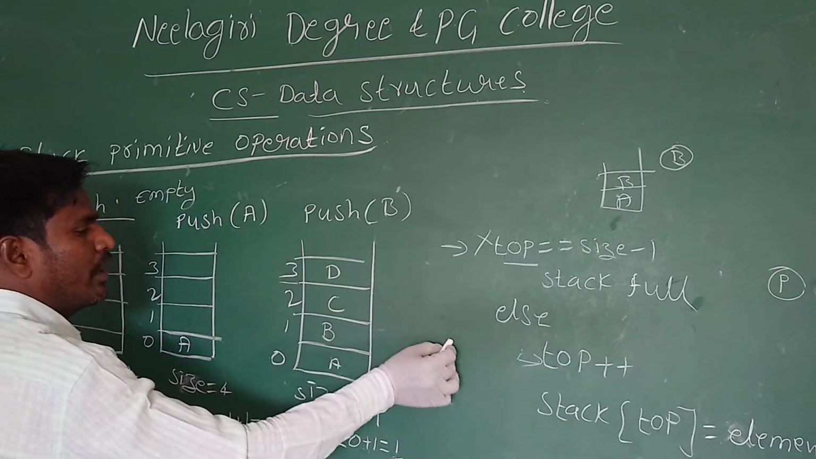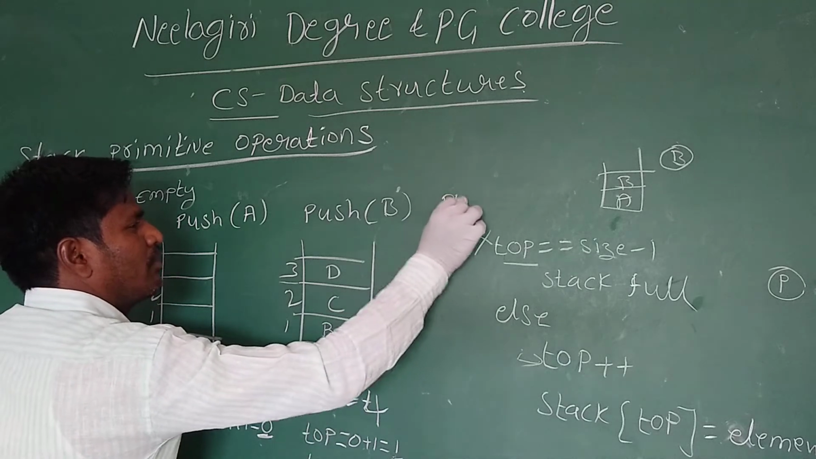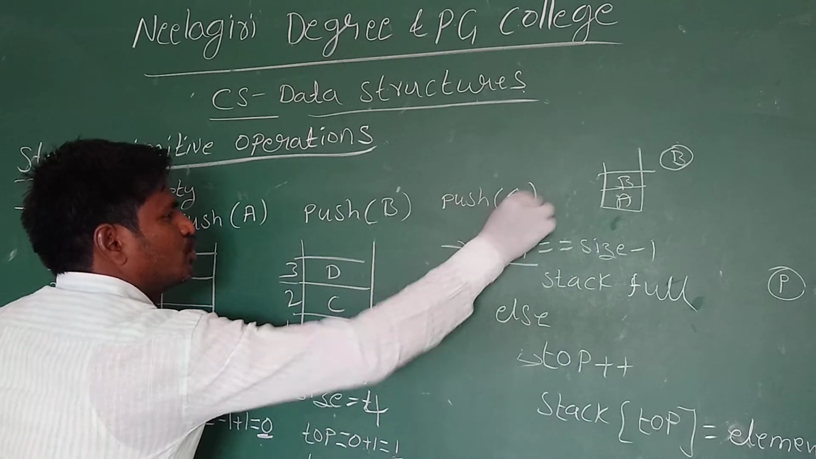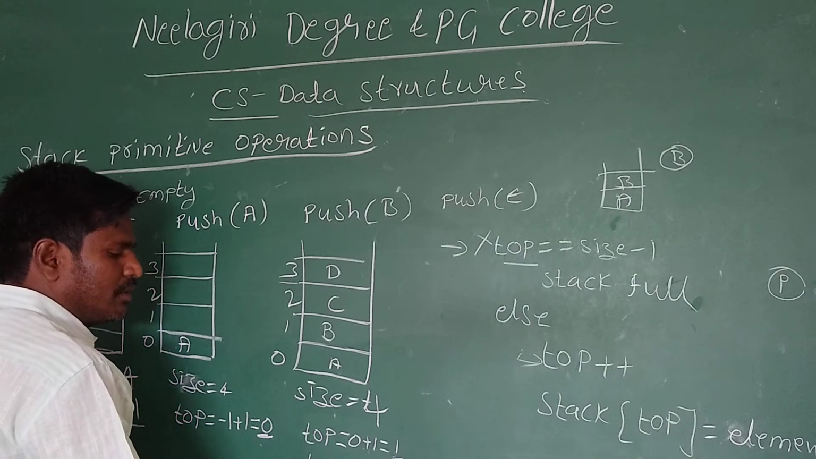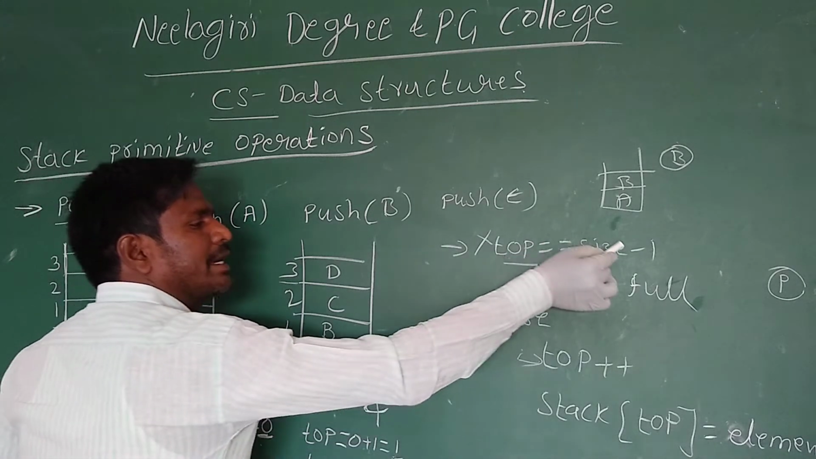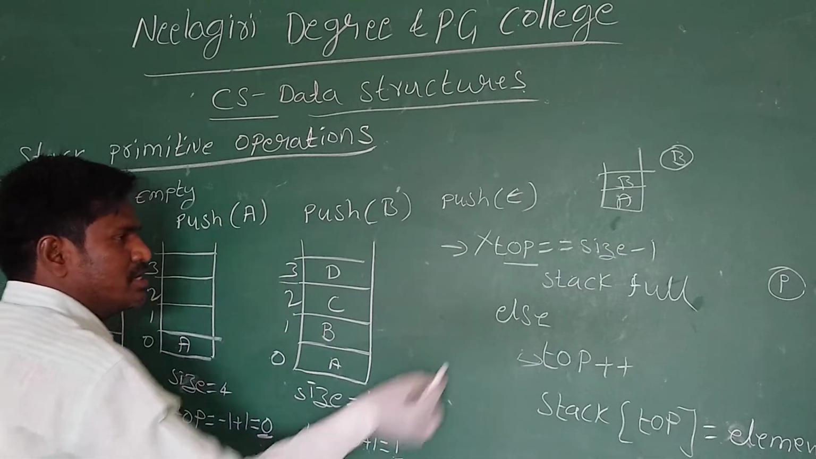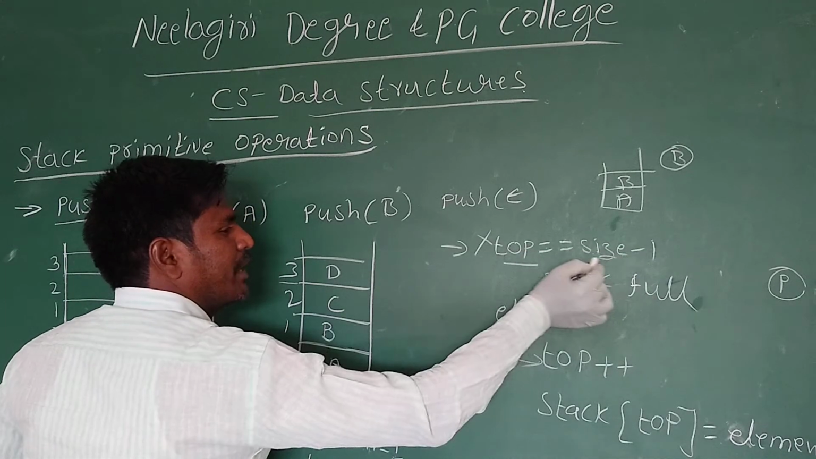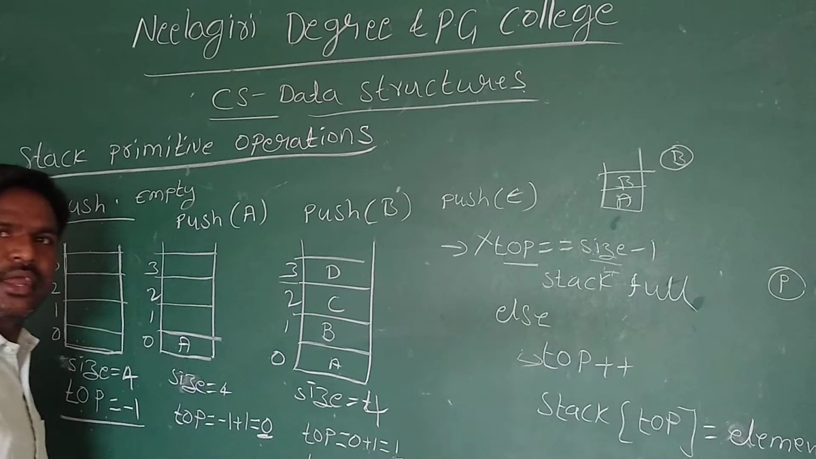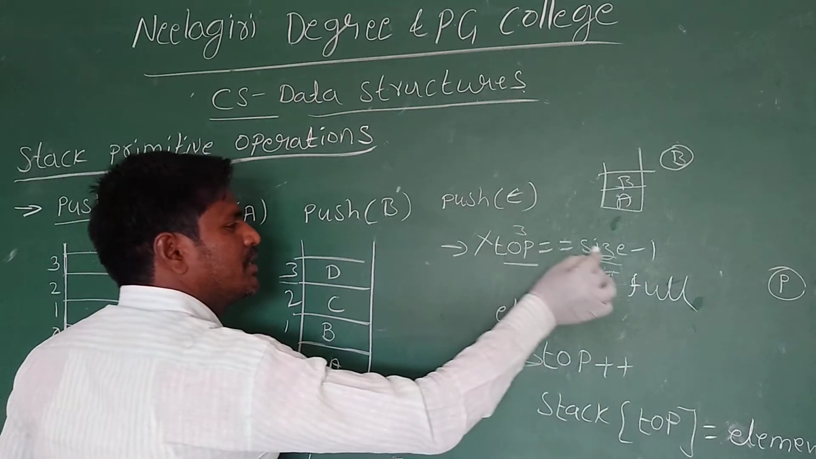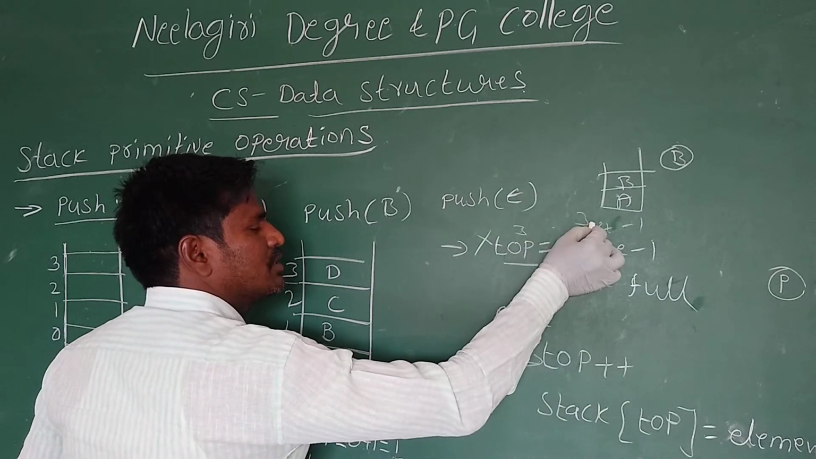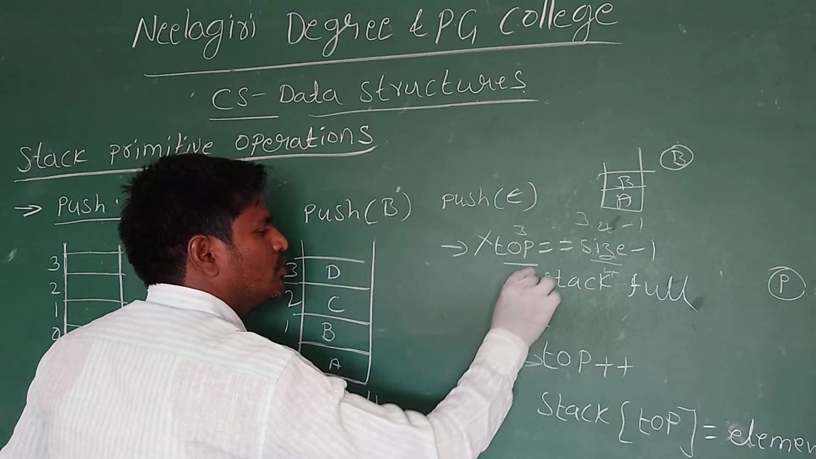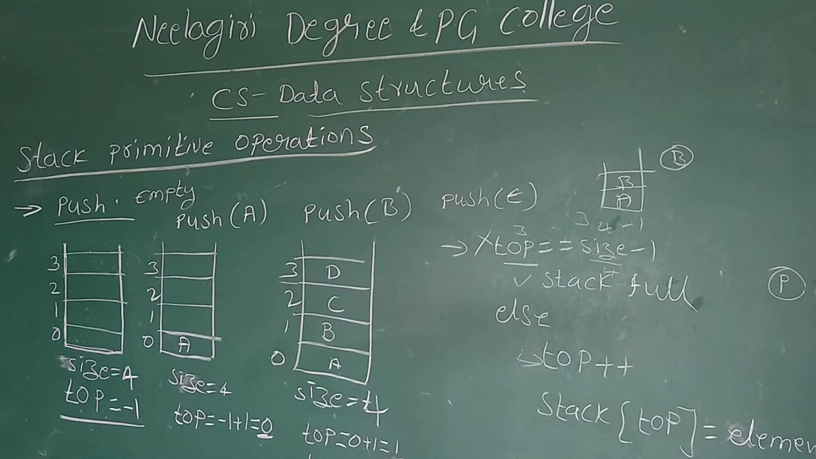Now I will try to add another element. I want to perform another push operation, E. So what do I do? First check whether top equals size minus 1. Is 3 equal to size minus 1? Size is 4, 4 minus 1. Yes, top value is 3. Size value 4 minus 1 means 3. So 3 is equal to 3, true. So you can say that stack is full.